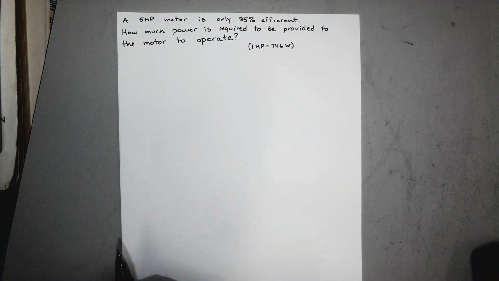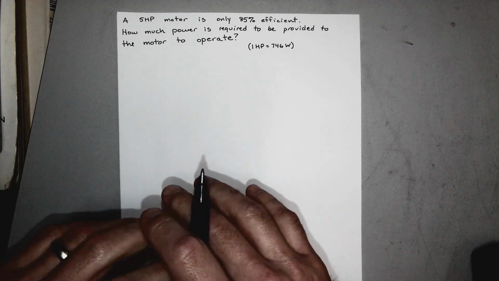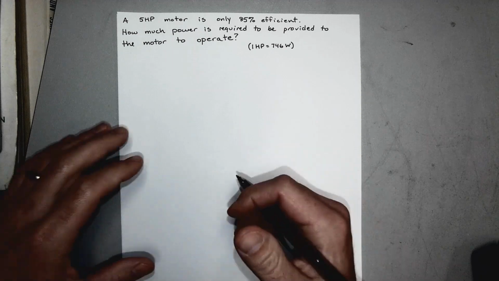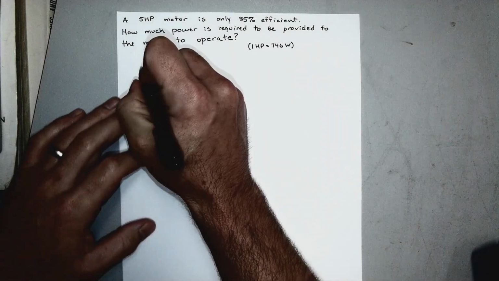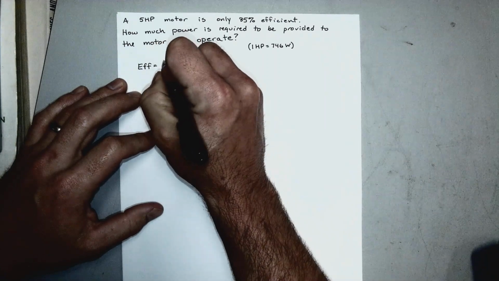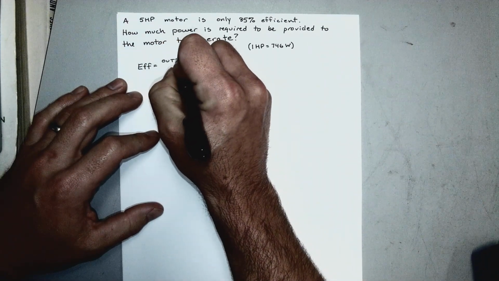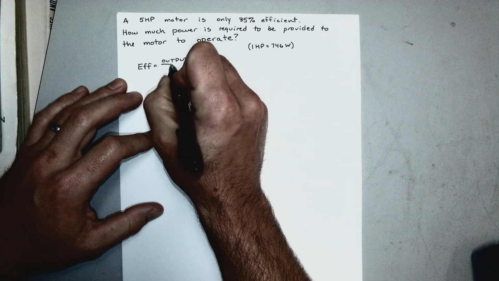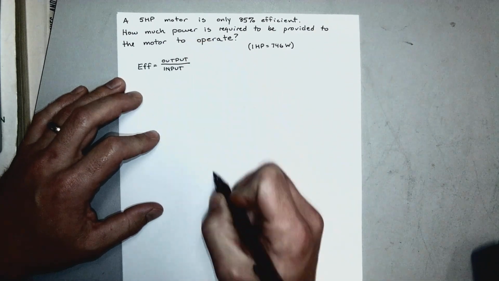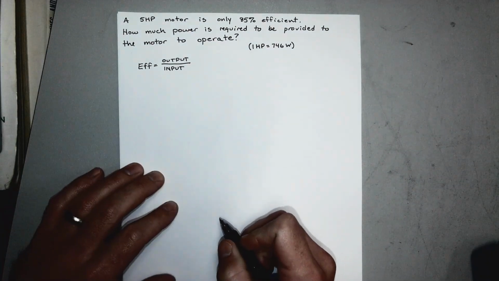So just like in the last video, anytime we work these motor efficiency problems, the first thing we want to do is write down the efficiency equation. And so we're just going to write down efficiency is equal to the output divided by the input. All right, and we're going to start working from there.